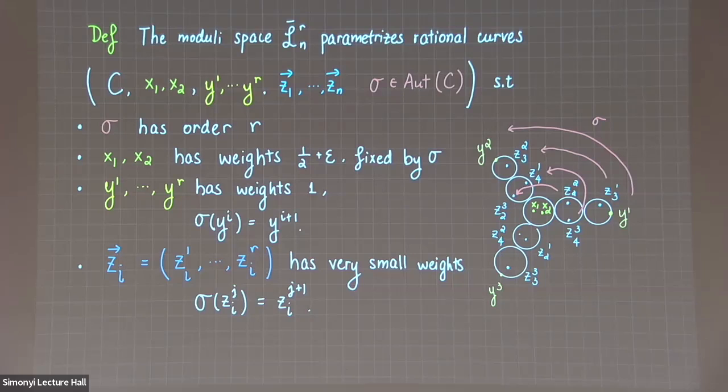So in your notation, the automorphisms are also the data of your moduli space. Each point should specify an automorphism. It's the curve and sigma. Yeah, each point in the moduli space is the data of this tuple. So each point has an automorphism. So, do I get it correctly that the Z's can coincide with X's but cannot coincide with Y's? Correct.